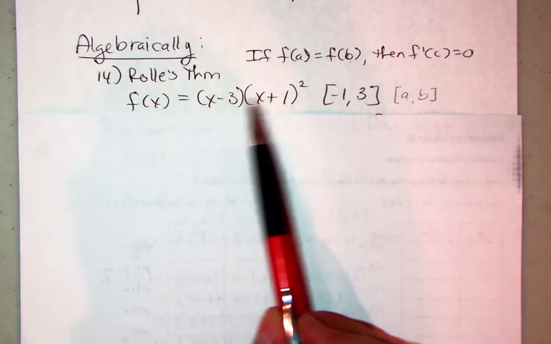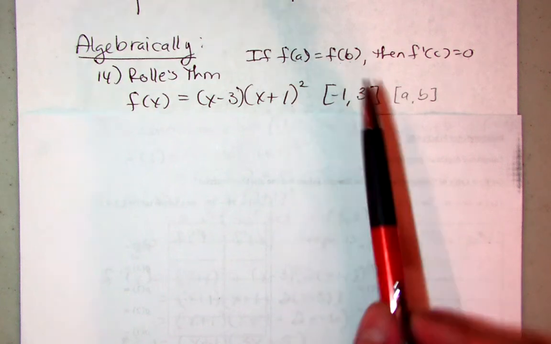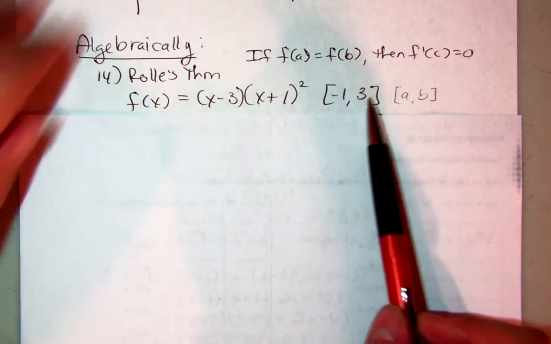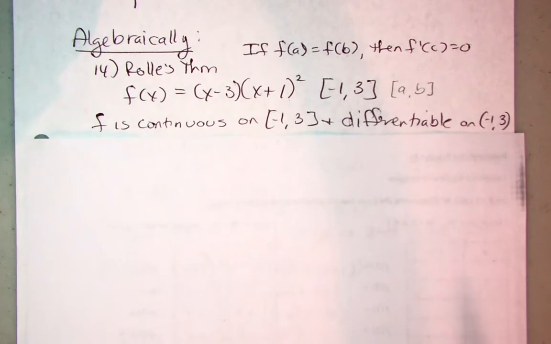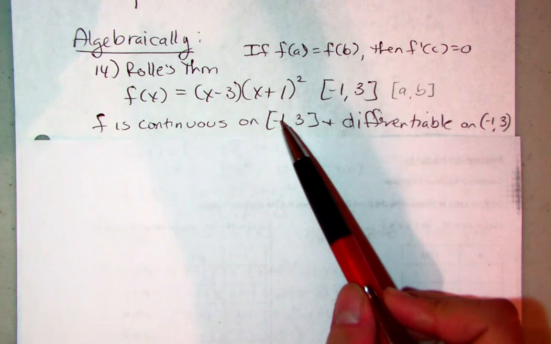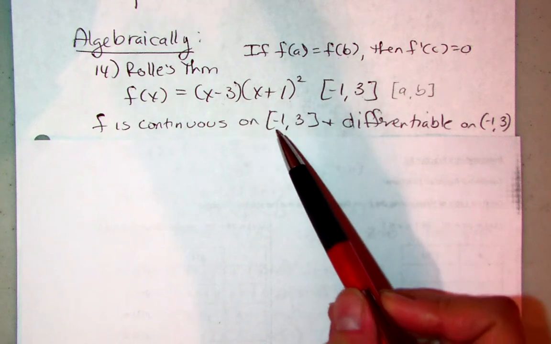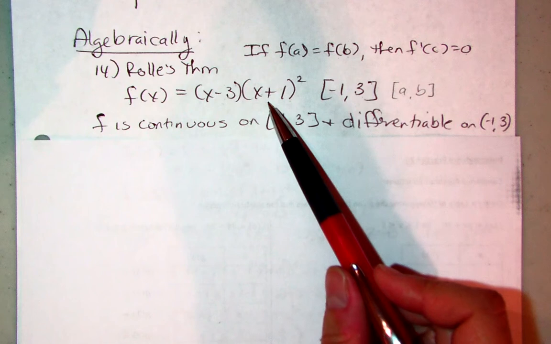So let's take our function, f of x. It equals x minus 3 times the quantity x plus 1 squared, on the closed interval from -1 to 3. And I just denote that that's your a and b. So f is continuous. There's no x value I cannot use. So it is continuous, and it is differentiable.